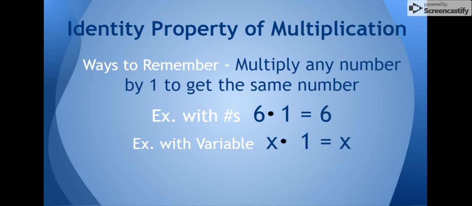Identity property of multiplication is when you times it by 1. Because again, we want it to equal itself. So in order to get 6 to stay 6, you multiply it by 1. In order for x to stay x, you would multiply it by 1. So identity property of addition, you add 0. Identity property of multiplication, you multiply by 1.